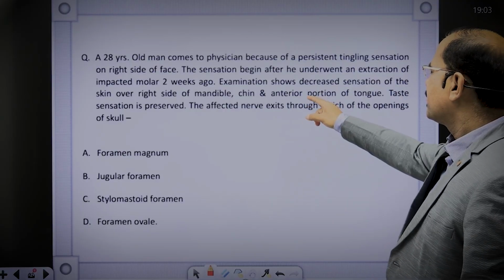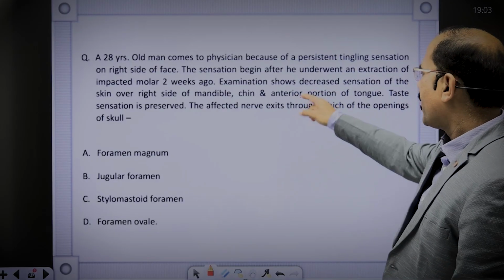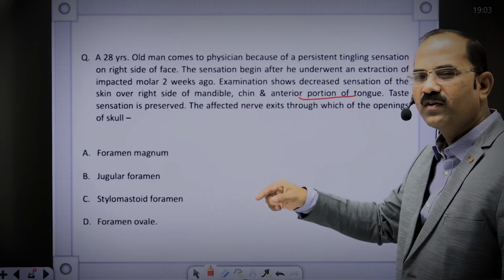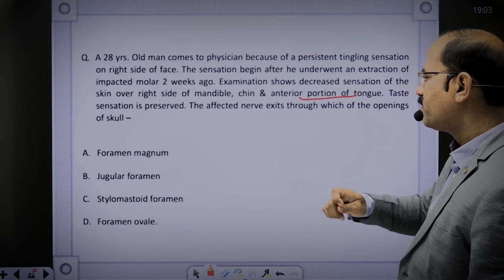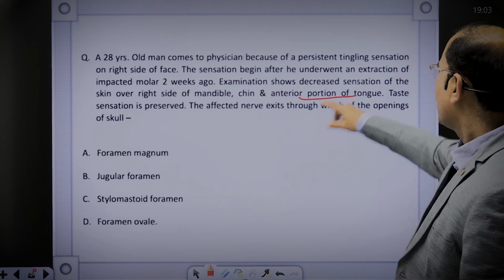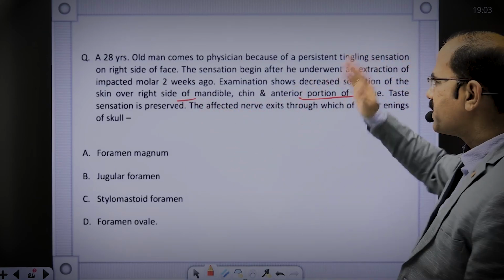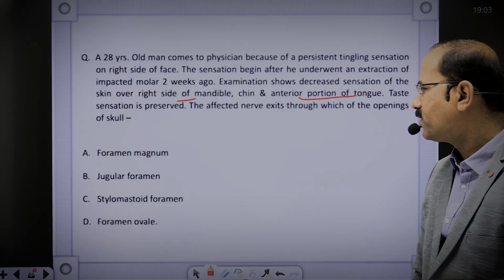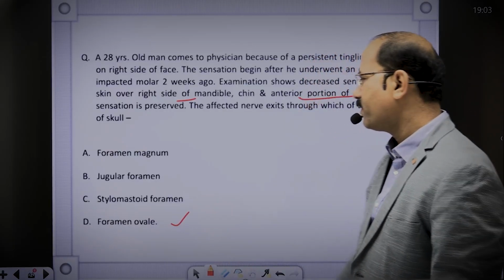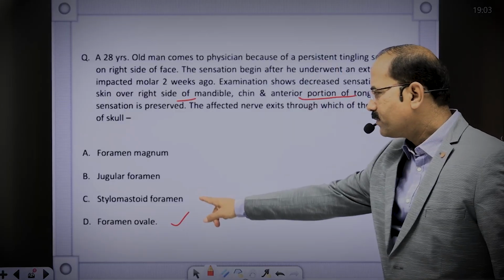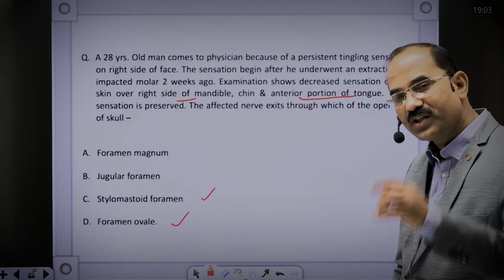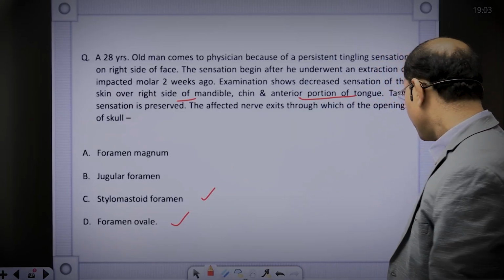This is the mandibular nerve, right? So the anterior portion of the tongue is supplied by the lingual nerve, which is a branch of the mandibular nerve, and decreased sensation of the skin over the mandible, right? So this is basically the trigeminal nerve, which passes through the foramen ovale. Through the stylomastoid foramen, what passes is the facial nerve. We'll see that later.